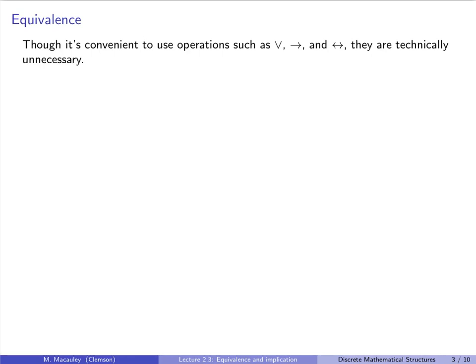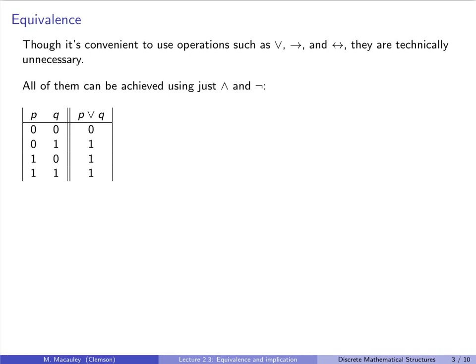Though it is convenient to use operations such as the OR symbol or the conditional or biconditional operations, they are technically unnecessary. All three of these can be achieved using just an and and not symbol. So let's just see this with an example. So here's a truth table. Here are the inputs for P and Q. Of course, P or Q, reading down from the truth table, is 0, 1, 1, 1. And that truth table is the same as this one, which is the negation of not P and not Q.